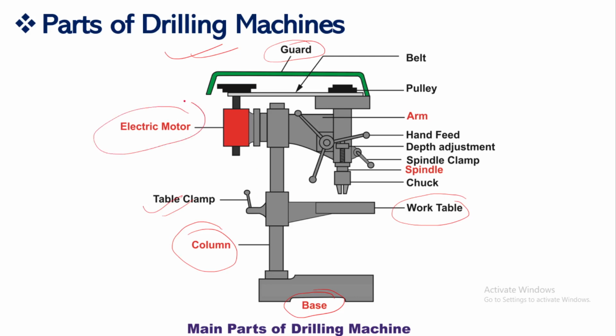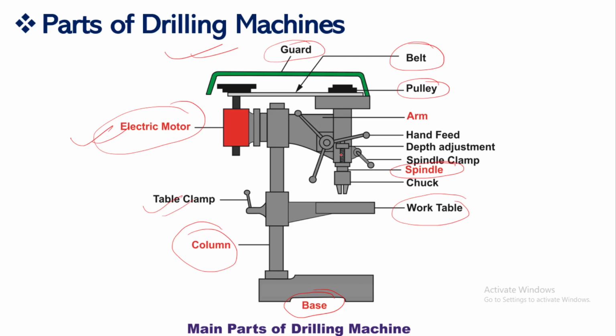This is the electric motor for the power supply, and the electric motor will be connected using a belt and pulley device, so that the power will be transmitted to the spindle. And this is a spindle. Basically we have to rotate the spindle, and the power to the spindle is supplied by the electric motor. So from here the main power will be supplied to the spindle, and this connection will be provided by the belt and pulley device.